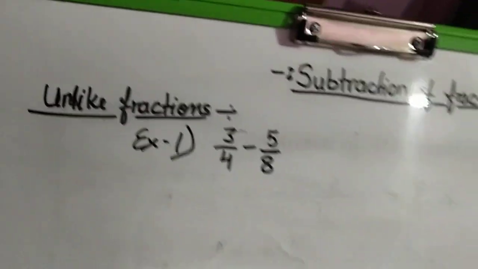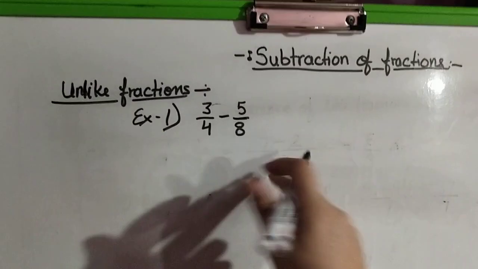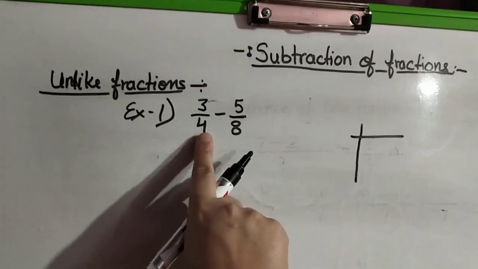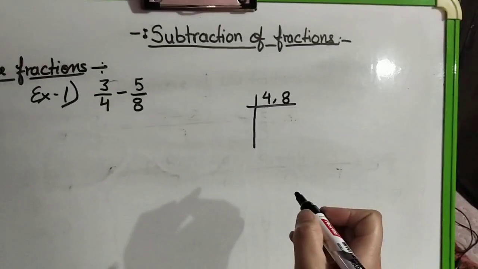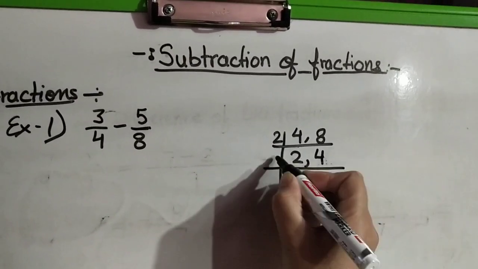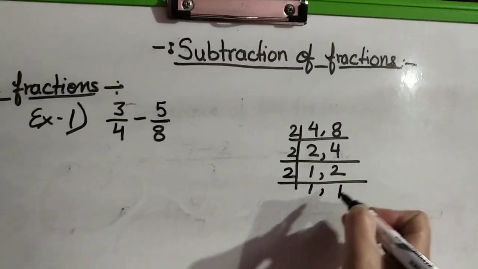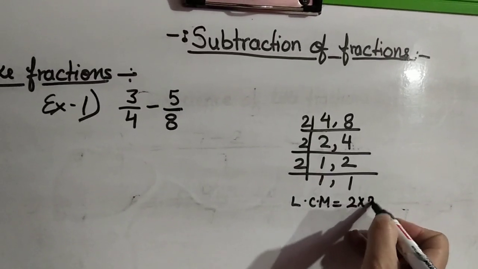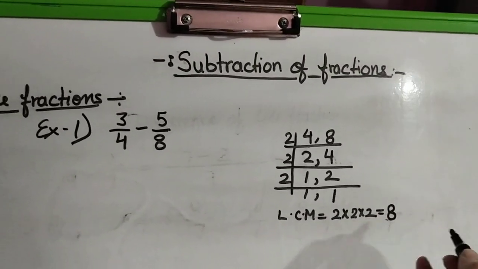The first step is to find out the LCM of the different denominators. Our different denominators are 4 and 8. So find out the LCM of 4 and 8. 2 2s are 4, 2 4s are 8, 2s are 4. So the LCM is 2 multiplied by 2 multiplied by 2. 2 2s are 4, 2 4s are 8.